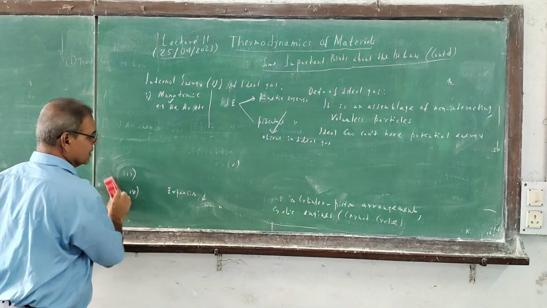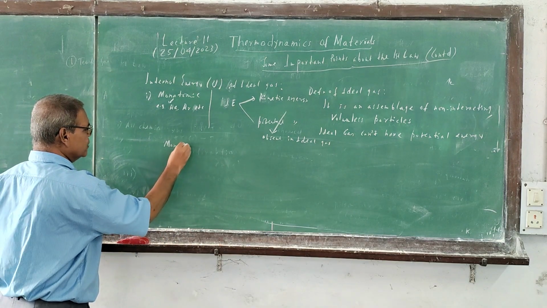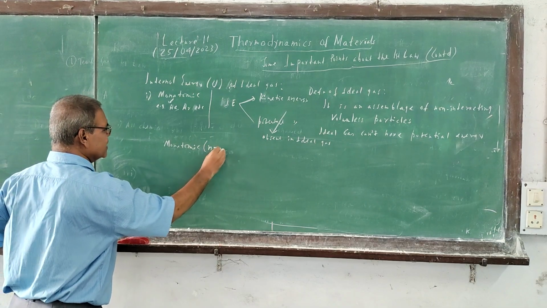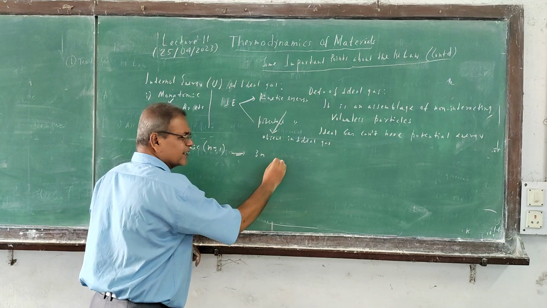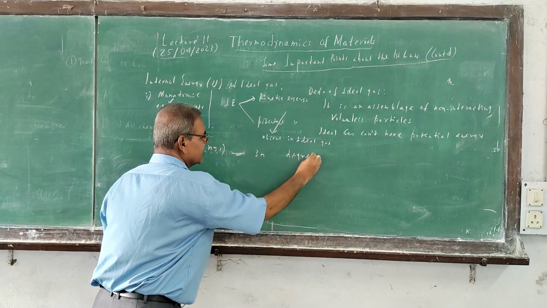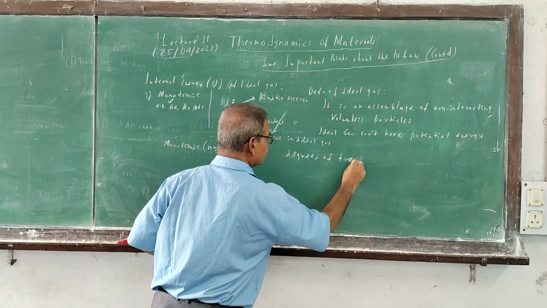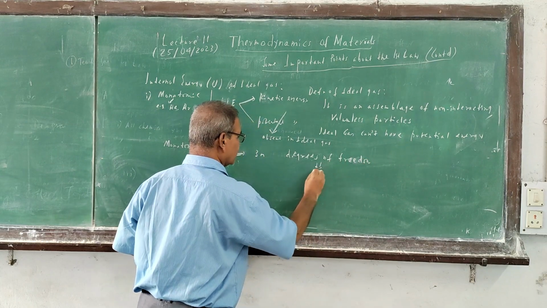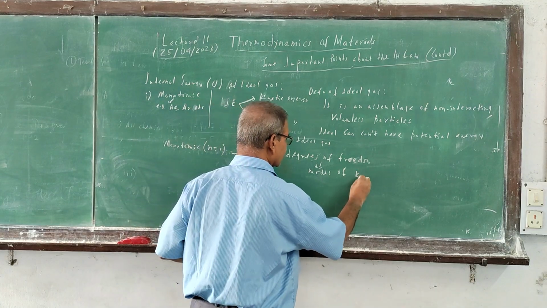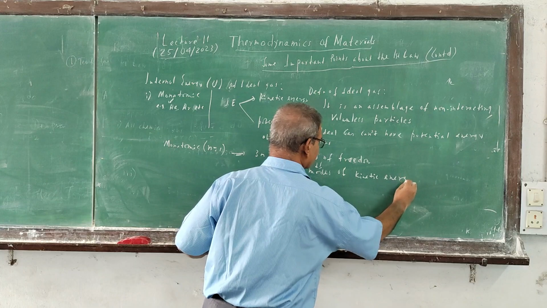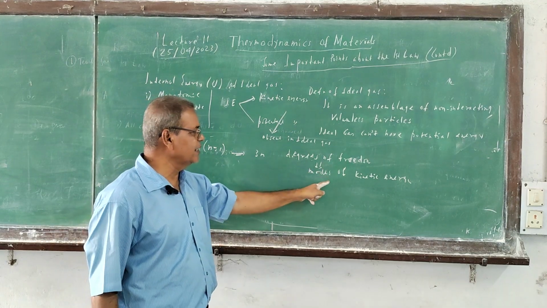Now start. Monatomic means I consider this, so remove all these things. For a monatomic ideal gas, say N is 1. Then this leads to 3N, the term 3N, degrees of freedom. Degrees of freedom means modes of kinetic energy. This is not the phase rule, nothing to do with it. Here N is 1, so 3 degrees of freedom, 3 modes of kinetic energy.